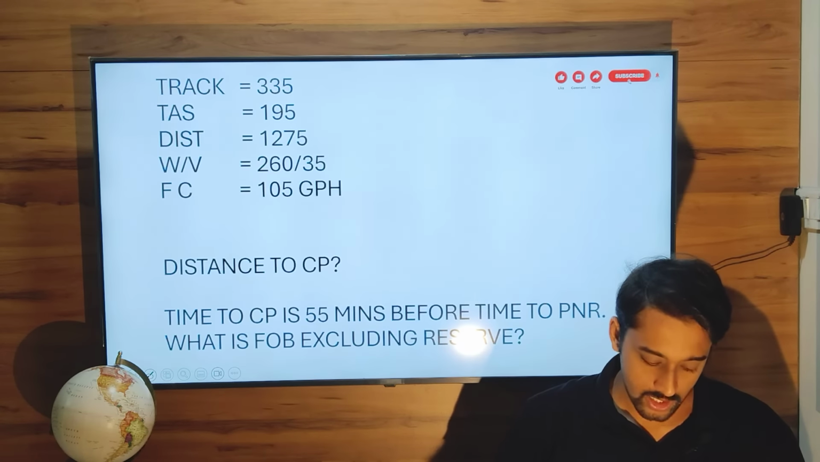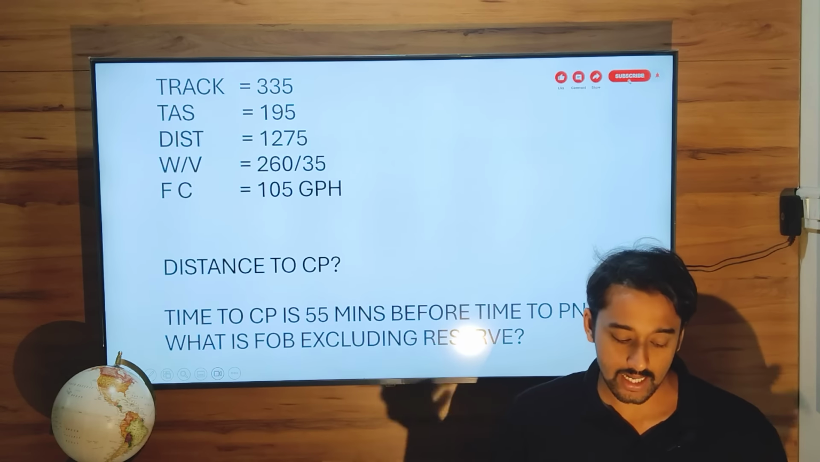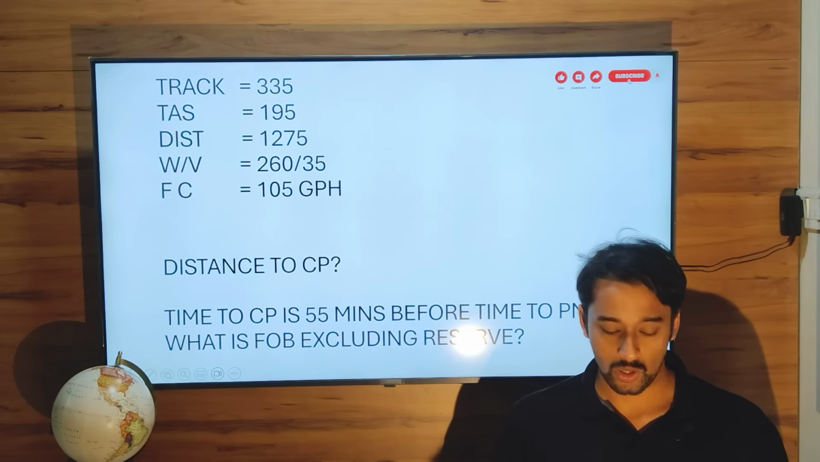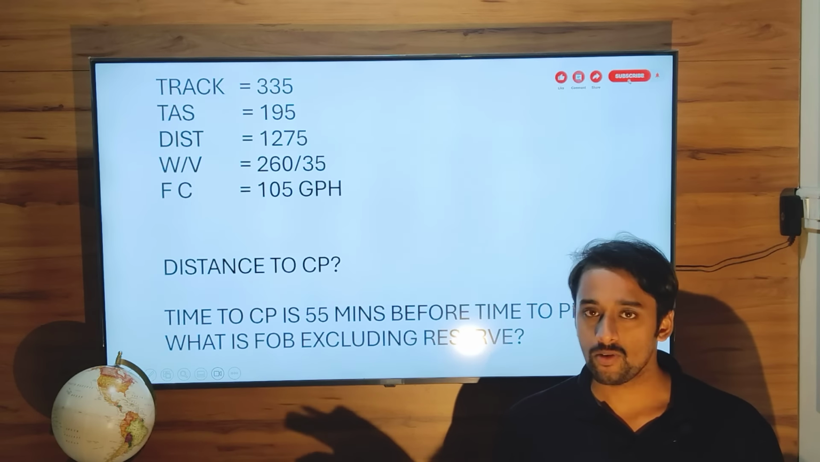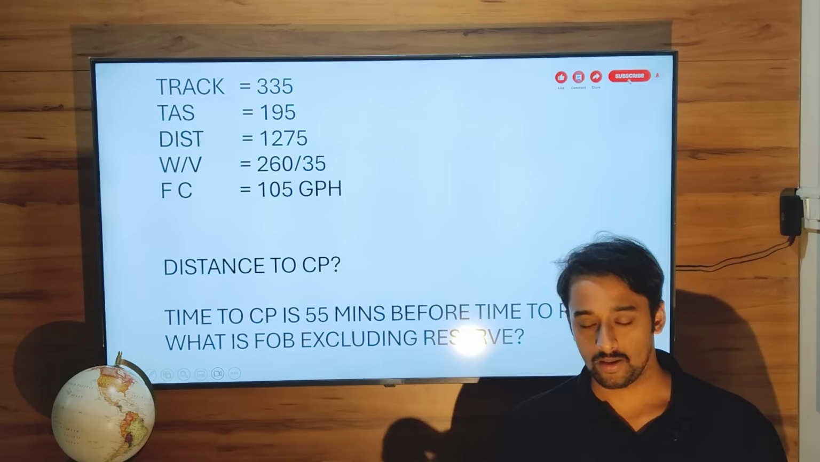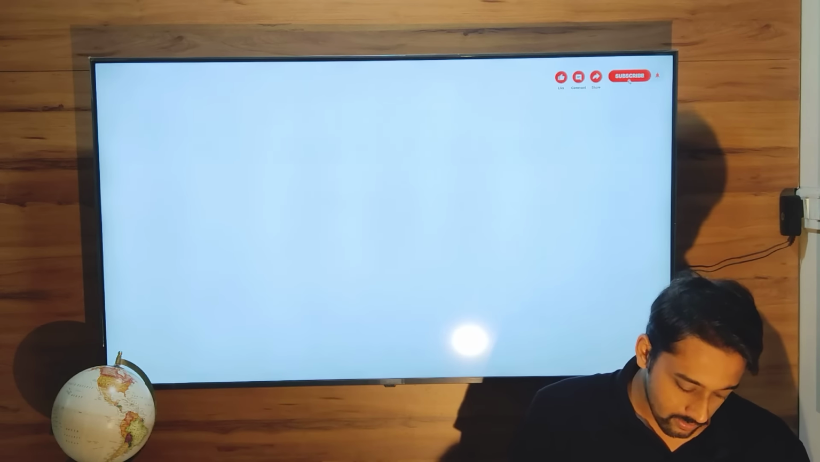Let's go to the last question. Same information is given: track, task, distance, wind velocity, and fuel consumption. Now we have only one fuel consumption. Task is also one, so that is simple. Now find distance to CP. So distance to CP, let's calculate from here.